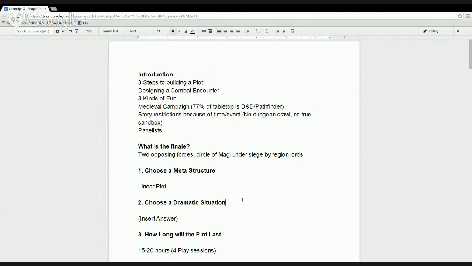The next thing that we choose is our dramatic situation, step 2. What are the PCs actually going to be involved in? We know there's a war, but does the conflict the PCs are dealing with have to do with wanting to protect the Magi? Does it have to do with being on a military quest from the Lords and having the moral choice between them? That's what we want from a dramatic situation. So our panelist number 2 is going to decide what our dramatic situation is for the whole story building up to a fight between the Circle of Magi and the Regional Lords. So Malik, what would be our dramatic situation for our campaign?